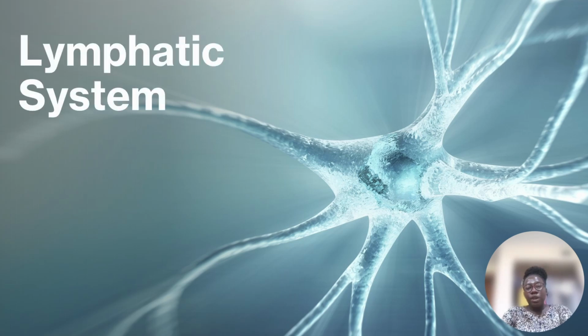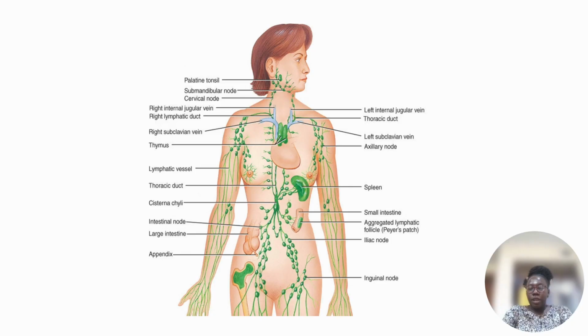Hi, in this video, I'm going to talk about the lymphatic system, or about some organs of the lymphatic system and their function, mainly lymph node, thymus, spleen, and the mucosa associated lymphatic system.